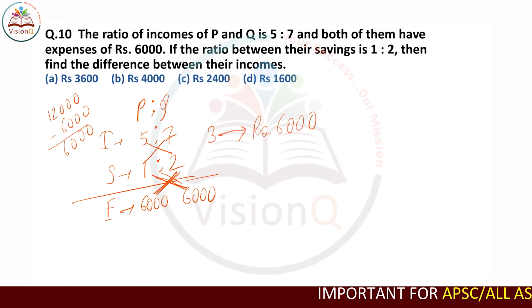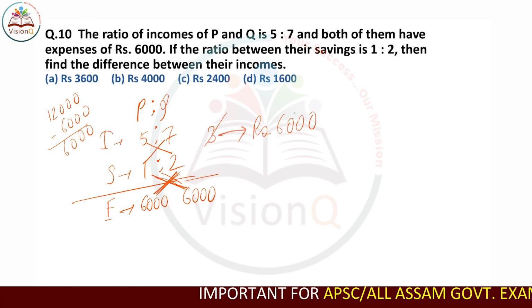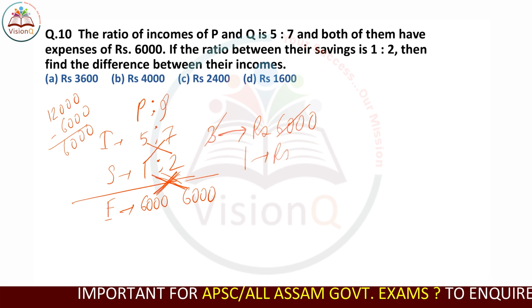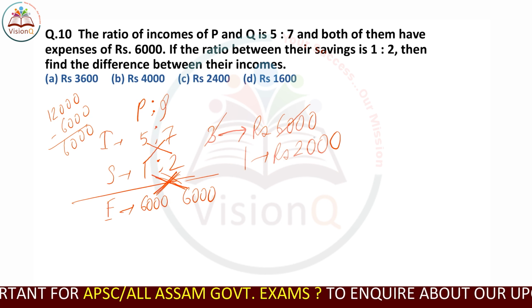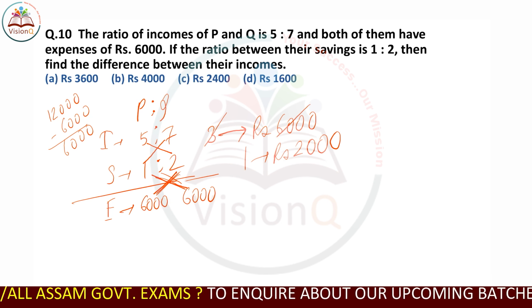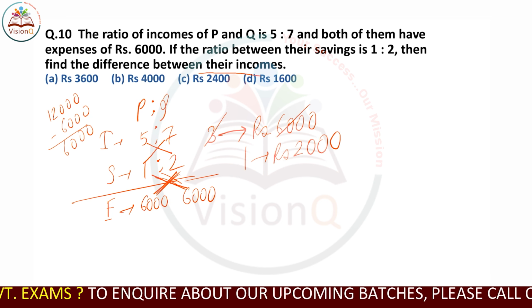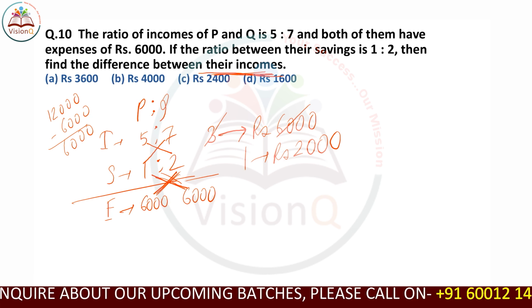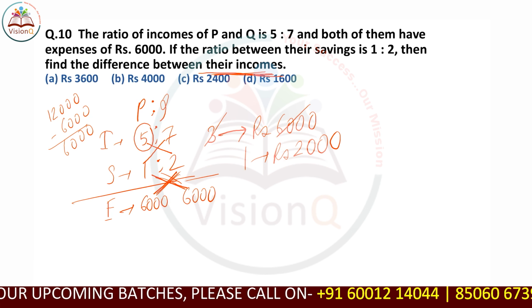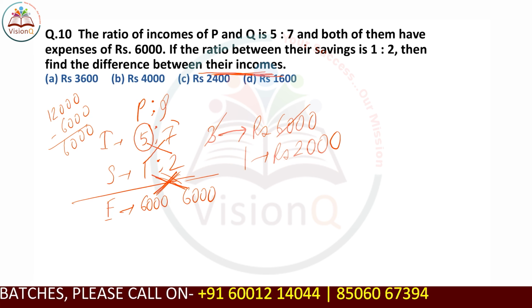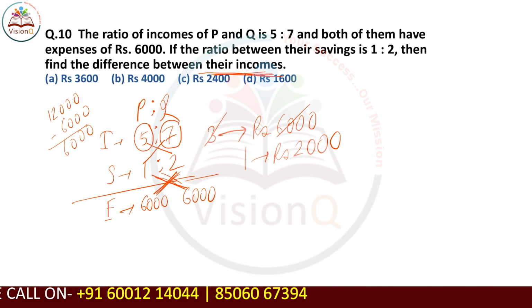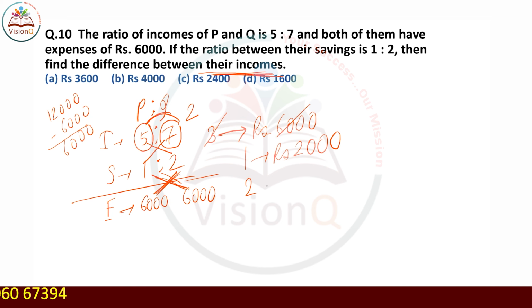If 3 represents rupees 6,000, then 1 represents how much? Rupees 2,000. If 1 is 2,000, it is asked to find what? See, the difference between their monthly incomes. So income of P was 5 as per ratio. Income of Q was 7 as per ratio. So 7 minus 5 difference is how much? 2 as per ratio. So 2 will represent how much?